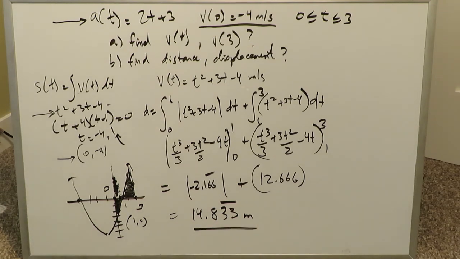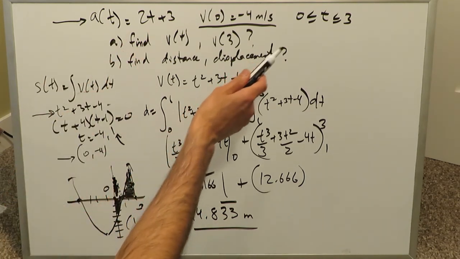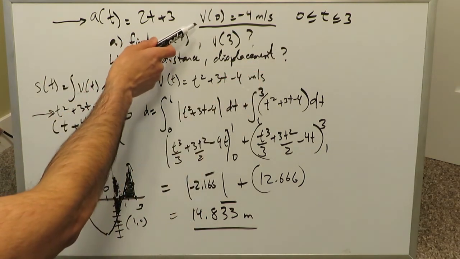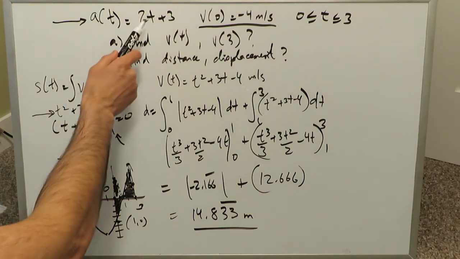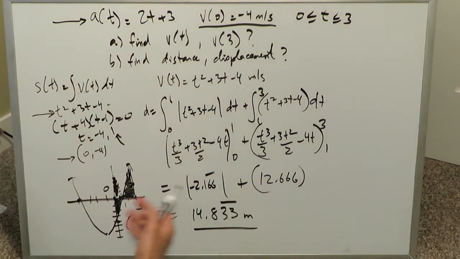So you can see the stark difference between distance and displacement. The distance here is 14.833 meters. The displacement was 10.5 meters, but to the right. But this represents the total distance that the object has traveled using the parameters, over 3 seconds, with an initial velocity of minus 4 meters per second and the acceleration function, whether it was right or whether it was left, but the total distance traveled was this.